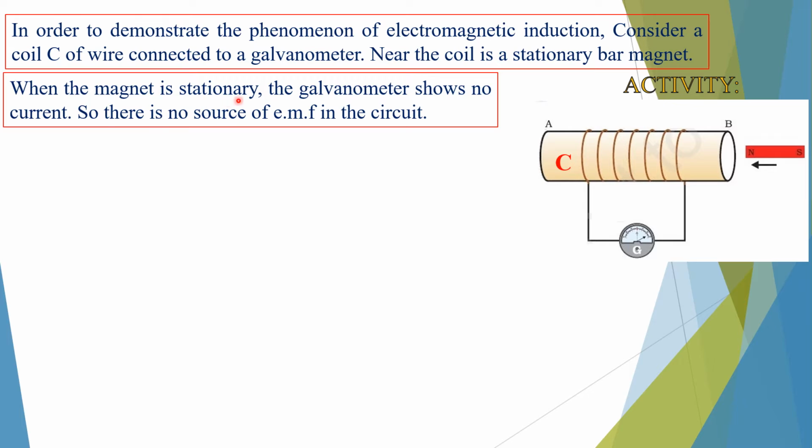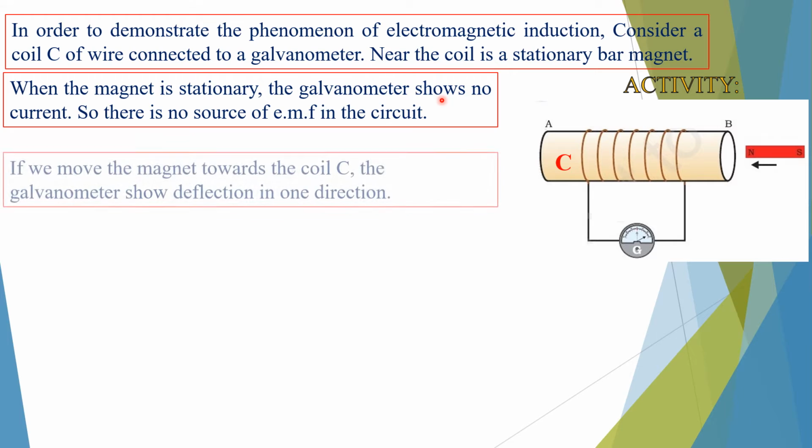When the magnet is stationary, the galvanometer shows no current, no deflection. So there is no source of EMF in the circuit. When this magnet is stationary, placed near to this coil, we can see there is no deflection in the galvanometer, which means there is no current and no EMF generated in this coil.